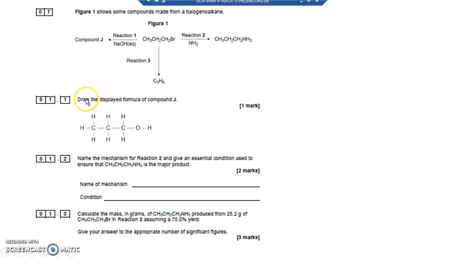The trickiest part, so it's easiest to lose a mark, is that it says displayed formula, so you need to include all of the bonds in between the atoms, including the bond between the O and the H.